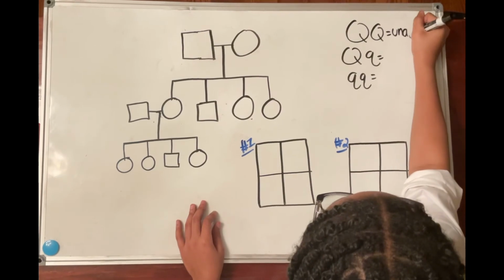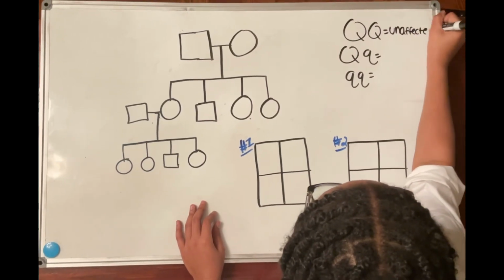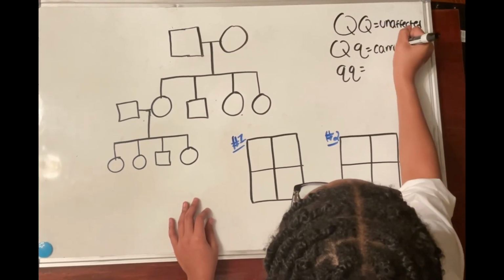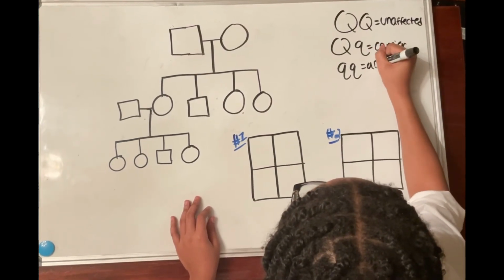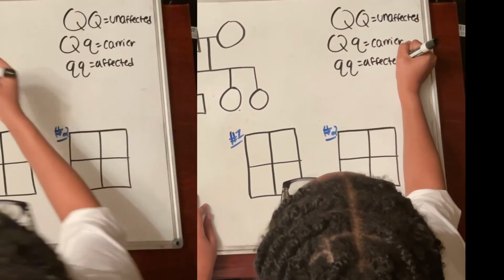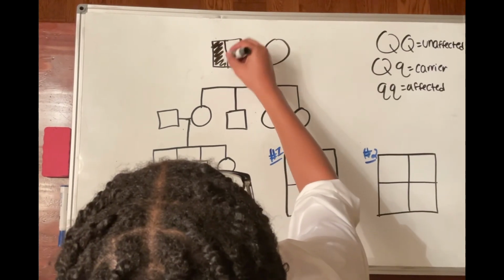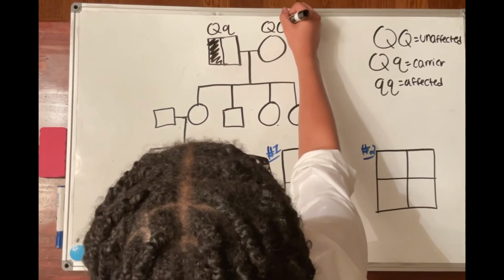The genotype key here means that anyone with two big Qs is unaffected or not a carrier, anyone with a big Q and a little q is a carrier, and anyone with two little q's is affected. Let's say the father is a carrier and the mother is not a carrier. Their genotypes would be big Q, little q, and big Q, big Q.